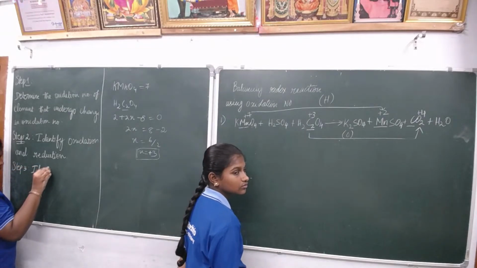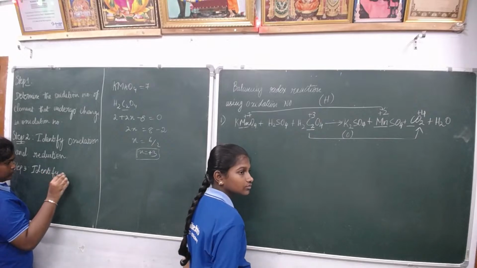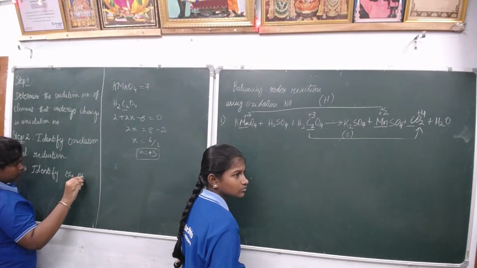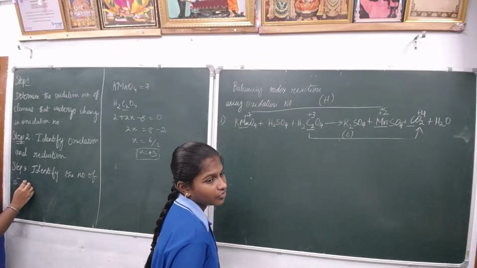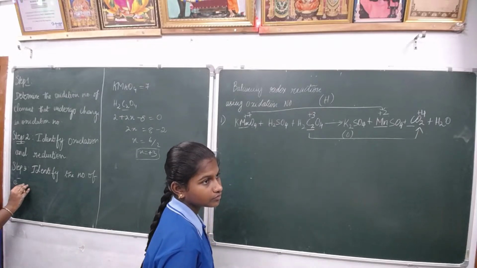Identify the number of electrons transferred. Okay, so let us identify. Plus 7 becomes what? Plus 2. So how many electrons are transferred? 5 electrons. Whether it is added or removed?